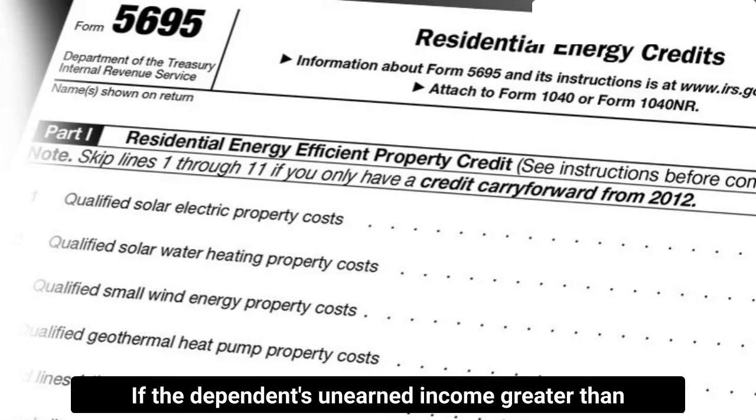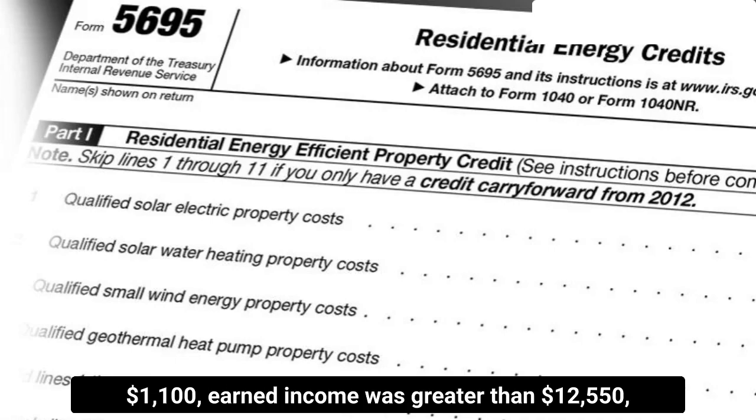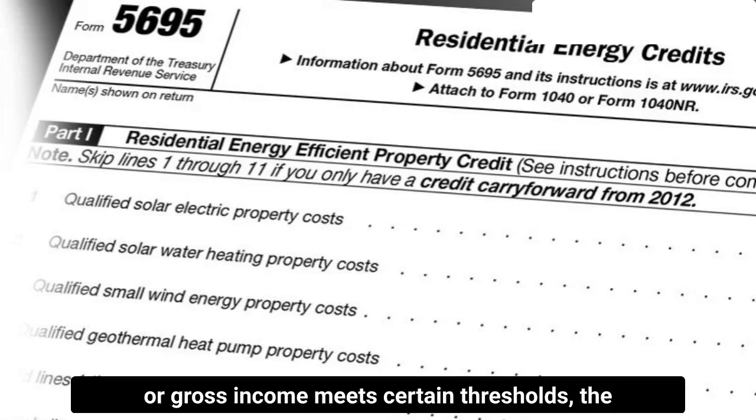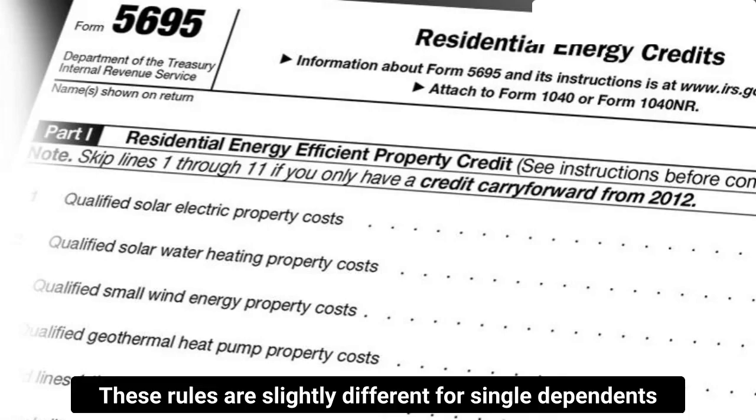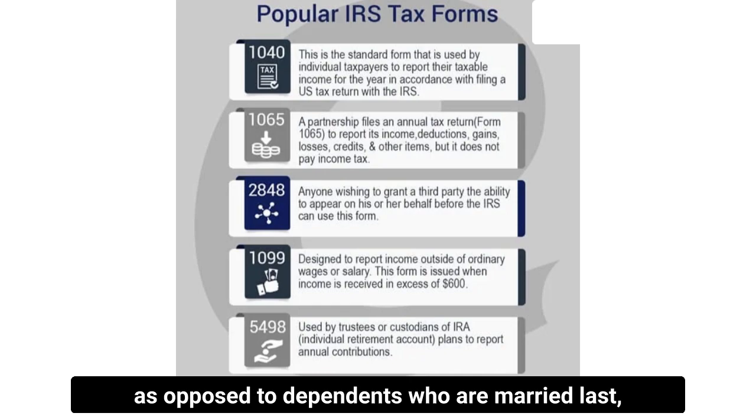Second, children and dependents may not be required to file if they can be claimed as a dependent. If the dependent's unearned income is greater than $1,100, earned income was greater than $12,550, or gross income meets certain thresholds, the dependent must file their own Form 1040. These rules are slightly different for single dependents as opposed to dependents who are married.